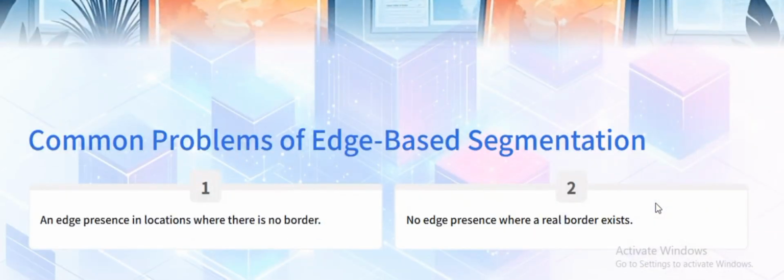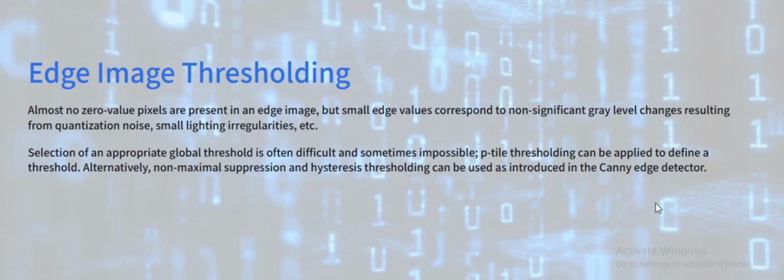So, common problems that we find in edge based segmentation are, first, an edge present in a location where there is no border. Suppose there is no border present, there are chances for the process to detect that as an edge. So that is one of the problems. Next is no edge present where a real border exists. Suppose a real border is present, there are chances for the system to not detect it as an edge, and it is going to produce a wrong answer. So, these are certain problems which we are going to overcome by using certain strategies.